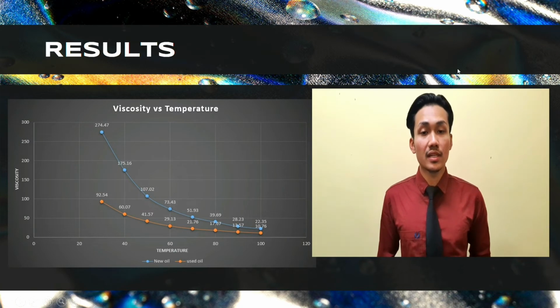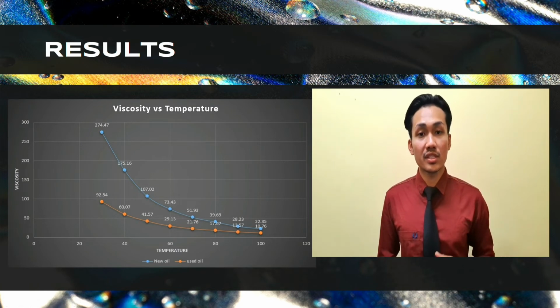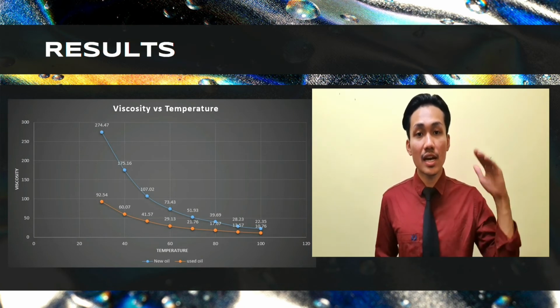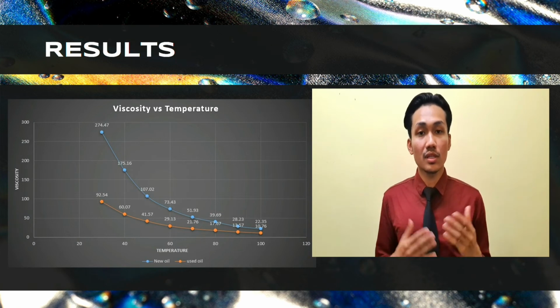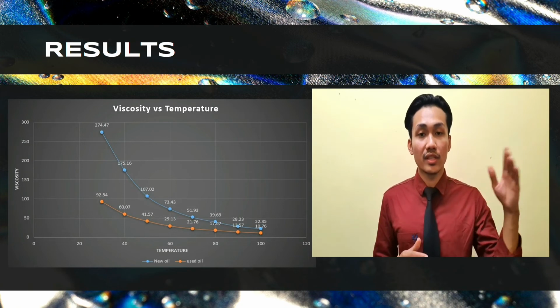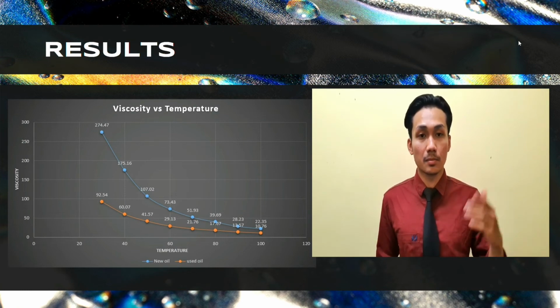As we can see here, at 30 degrees Celsius, new oil has a higher viscosity compared to the used oil. Furthermore, when the temperature increases over time, the viscosity of both new and used oil decreases. This is due to the fact that both oils operate at extremely high temperature, which causes thermal cracking. The oil's viscosity is reduced as a result of the oil molecules being broken apart by the high operating temperature. As a result, the oils become thinner and have a lower viscosity as the temperature goes up.